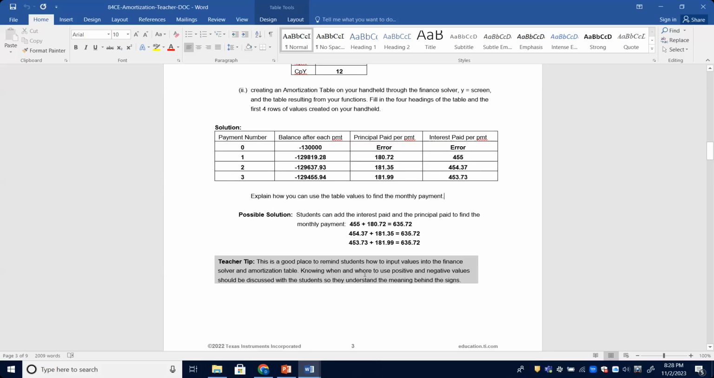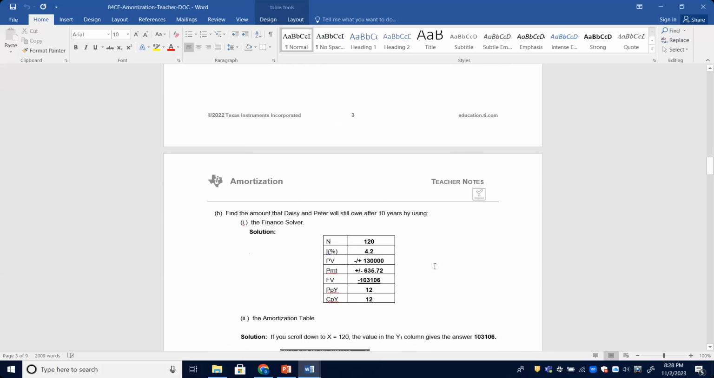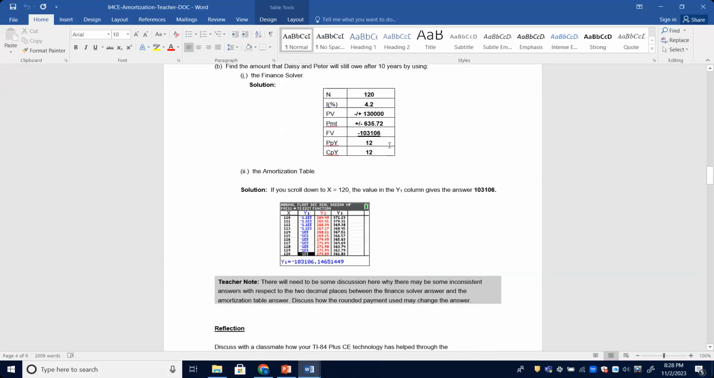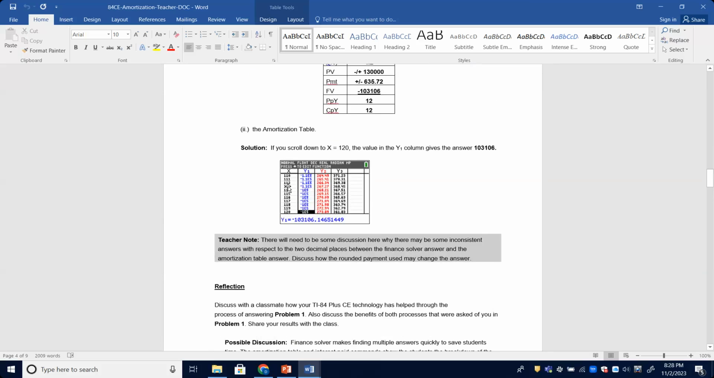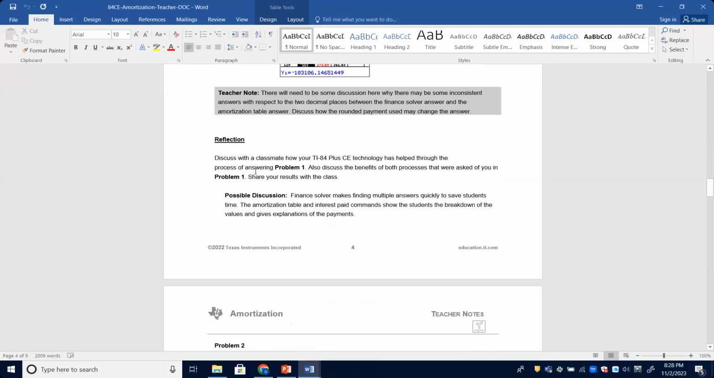And I try to throw in teacher tips throughout to help you along the process if you're feeling unsure about yourself just going through the activity. You can see we have the same financial solver in the next question, but now we have the technology doing all the work for us. And I throw in a reflection piece at the end: discuss with a classmate how the 84 has helped you through this process.